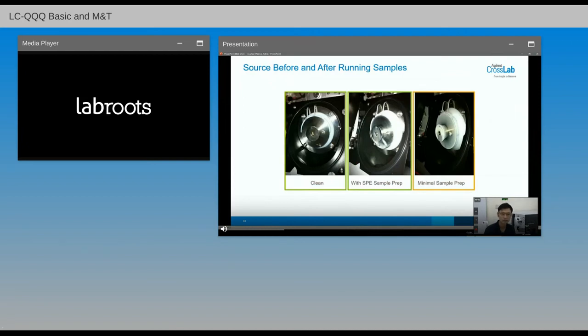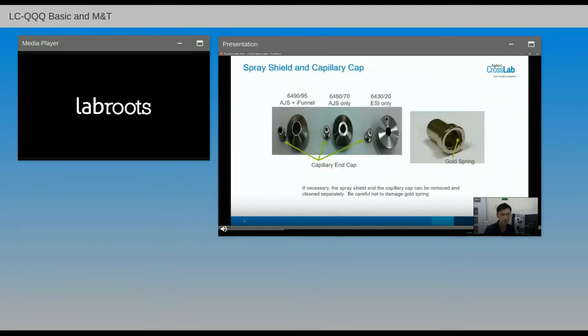Some pictures about the cleaning process itself, and also, of course, contamination, which should be cleaned off, and various pictures of the spray shield, the end cap and the capillary coil, which you have seen earlier in the video demo.